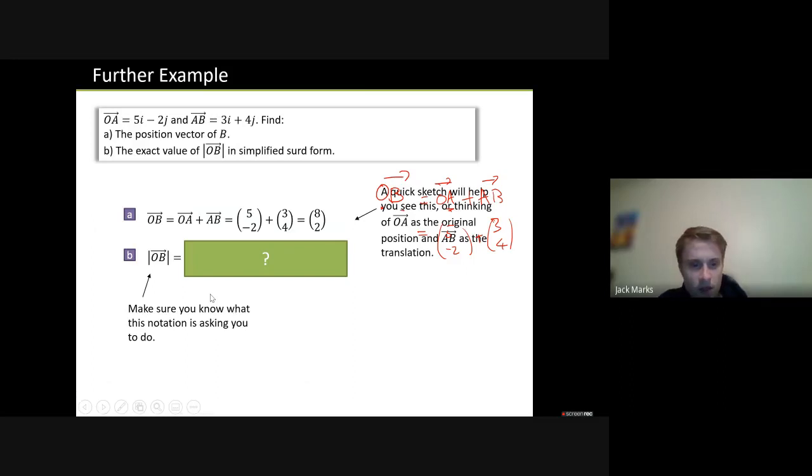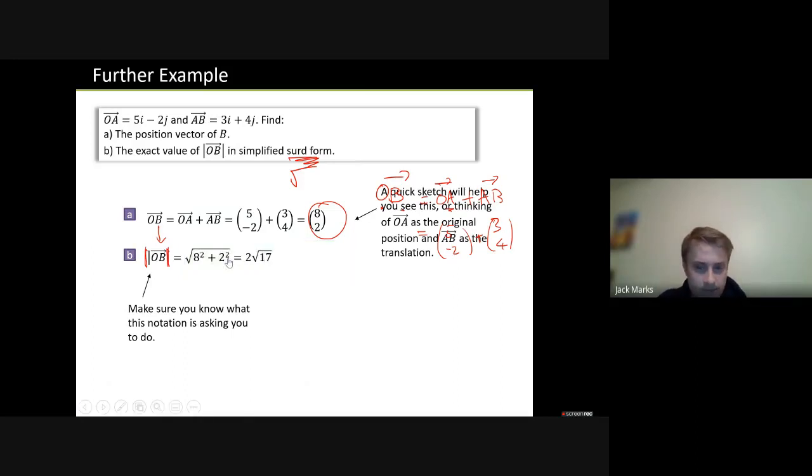What does this mean? The exact value, surd form. When do you use surds? Often with square roots. Magnitude is what this means here. Okay, so we need to do Pythagoras. Pythagoras with OB. So we apply Pythagoras to this one here, and we get 2 root 17.